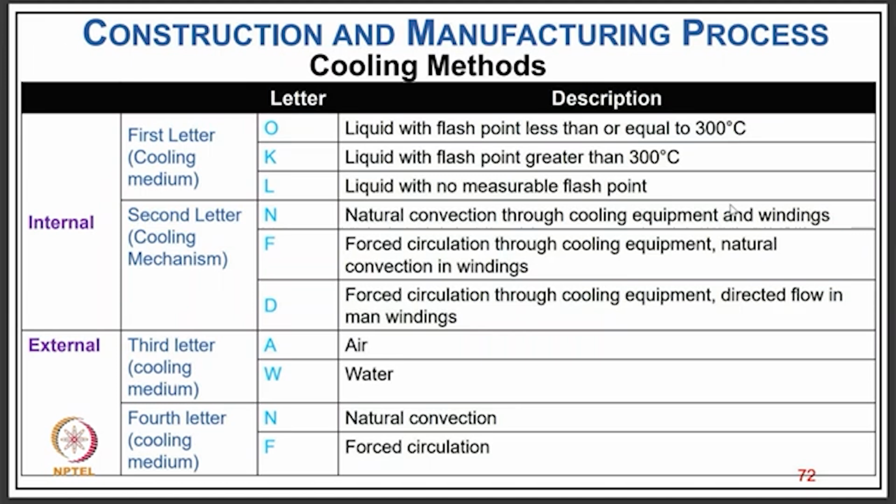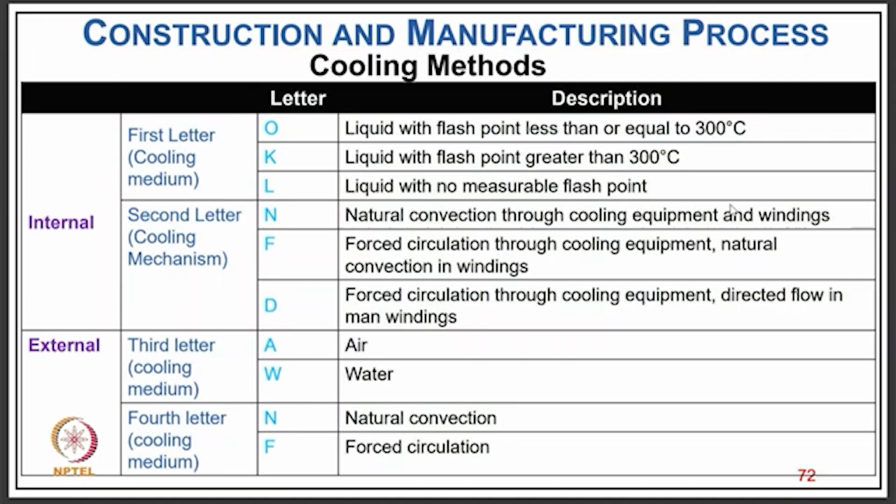So we have internal cooling and external cooling. The first letter goes to the cooling medium, O, K, L: whether liquid with flash point less than 300 centigrade, or liquid with flash point greater than 300, or liquid with no measured flash point. And the second letter is N, F and D: N is natural convection through cooling equipment and windings, F is forced circulation through cooling equipment with natural convection in the winding, and D is forced circulation through cooling equipment with direct flow in the main winding. And for external cooling, the third letter is the cooling medium, A for air, W for water, and the fourth letter is N for natural and F for forced.